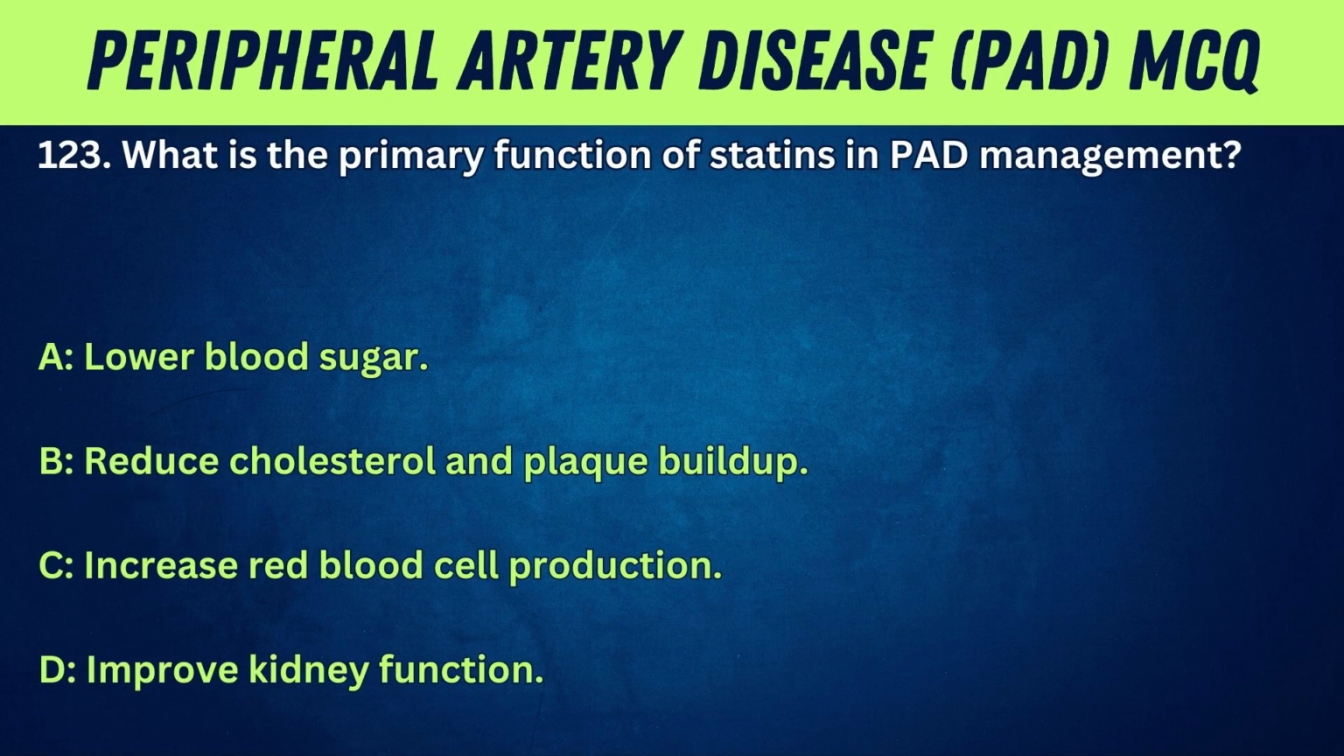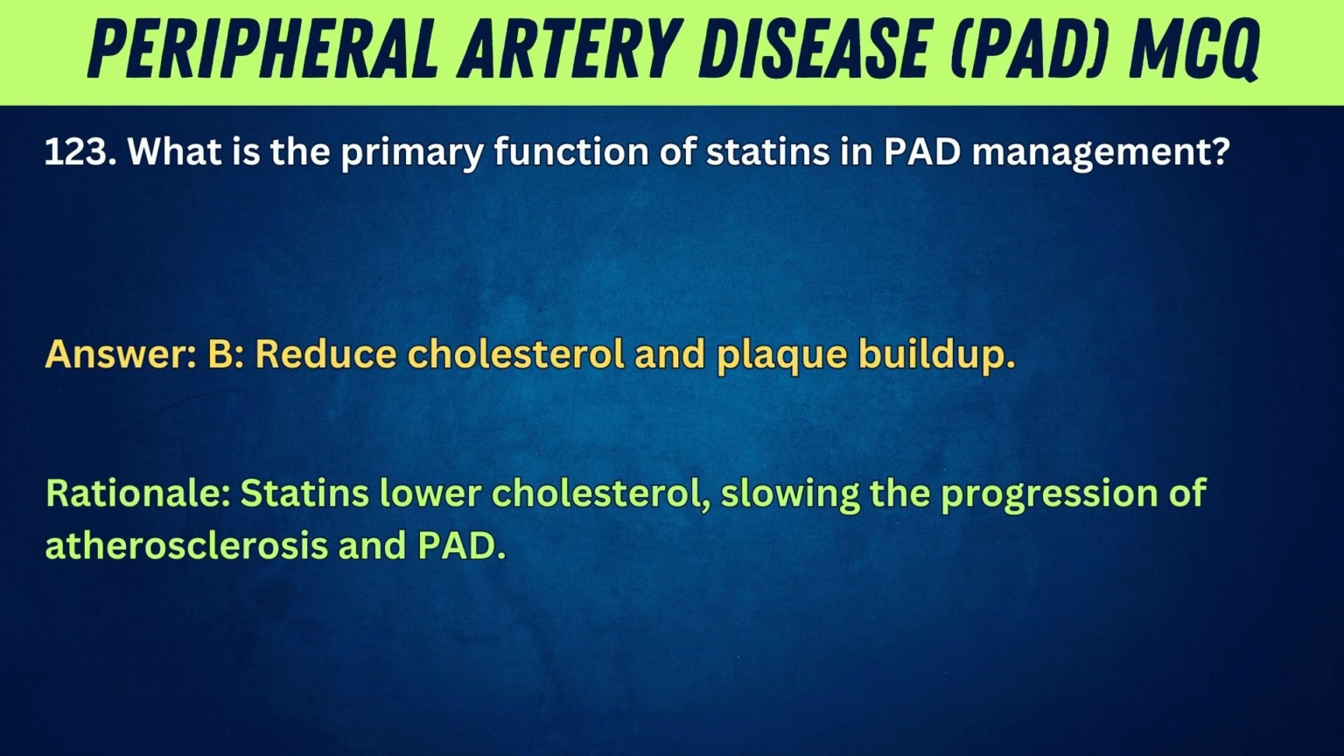123. What is the primary function of statins in PAD management? A. Lower blood sugar. B. Reduce cholesterol and plaque buildup. C. Increase red blood cell production. D. Improve kidney function. Answer. B. Reduce cholesterol and plaque buildup. Rationale. Statins lower cholesterol, slowing the progression of atherosclerosis and PAD.